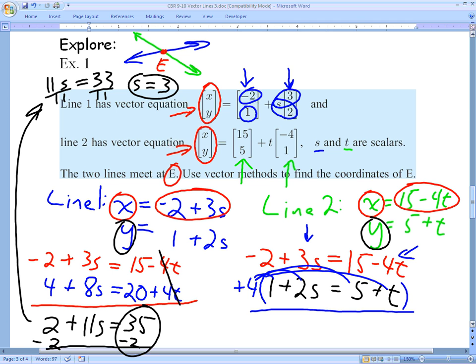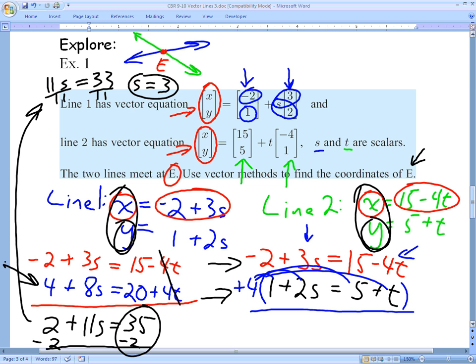Now, I didn't actually need to find s and t. I've found s, but the question says find the coordinates of E. Once you have s, you could go back and plug it into either of these original equations or our modified equation over here and plug in the s and then solve for t. But I don't actually need to do that because I know that this x and y over here is the same as this x and y over there at the point E. They have intersected the two lines. And I'm just trying to find the coordinates of E.